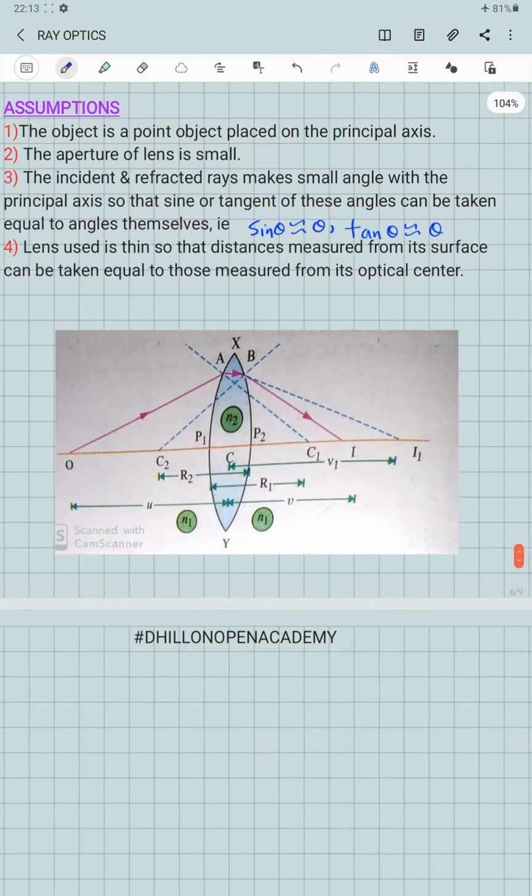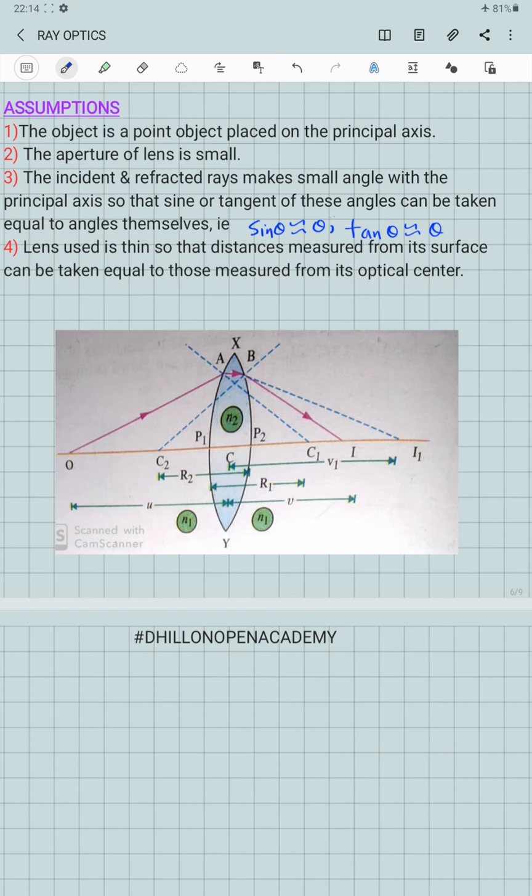Here in the figure, you can see a double convex lens with two refracting surfaces XP1Y and XP2Y. XP1Y is the incident surface and XP2Y is the emergent surface from where the light will come out. N1 is the refractive index of the rarer medium, N2 is the refractive index of the material of the lens. Here, an object O is placed in front of the incident surface XP1Y of the lens.